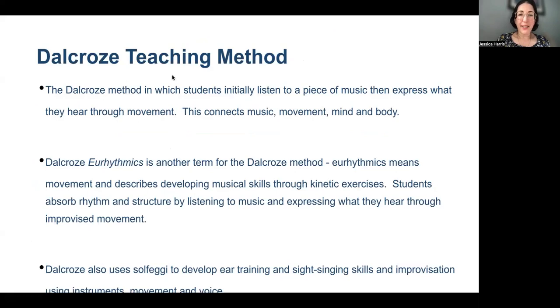We also have Dalcroze's teaching method, in which students initially listen to a piece of music, then express what they hear through movement. This connects music, movement, mind, and body. Eurythmics is another term for the Dalcroze method. Eurythmics means movement and describes developing musical skills through kinetic exercises. Students absorb the rhythm and structure by listening to music and expressing what they hear through improvised movement. Dalcroze also uses solfège to develop ear training and sight singing skills, and improvisation using instruments, movement, and voice.